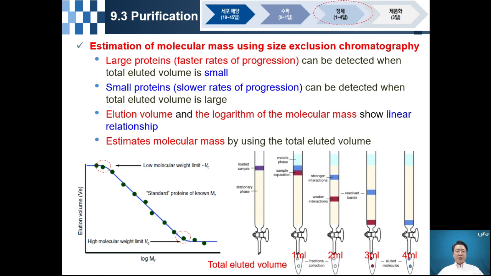So when the total eluted volume is, for example, around 2 ml, based on that we can estimate the molecular mass like this. Maybe at this location, the protein size will be like this. Once again, this is the estimation of the molecular mass using size exclusion chromatography. If around here is 3 ml total, maybe the 3 ml will be like this, so we can estimate the protein size here.